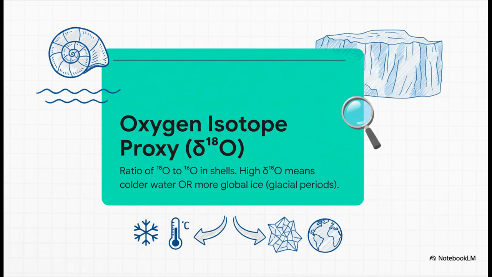Now, the most interesting thing about this proxy is its double meaning. When we find more heavy oxygen or a higher delta 18O in old shells, it can mean one of two things. Either the water was colder or there was more ice on the planet. That's because the lighter oxygen isotope gets trapped in ice sheets. Understanding this dual meaning is absolutely critical for proxy-based questions.